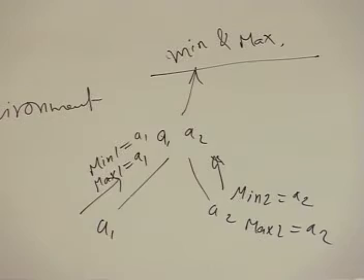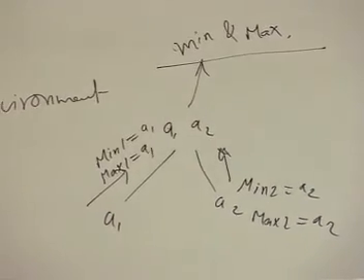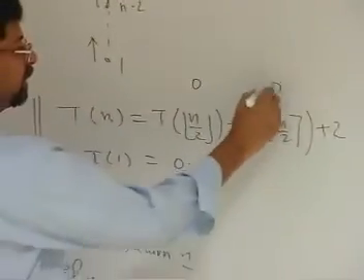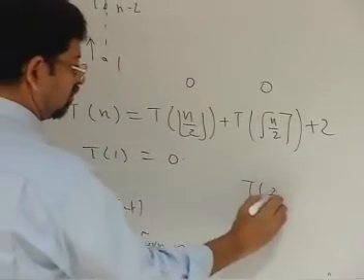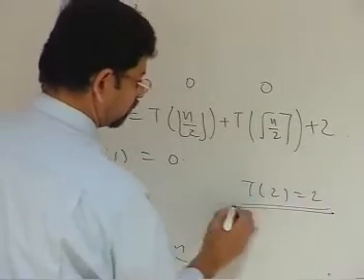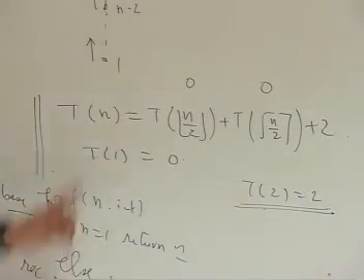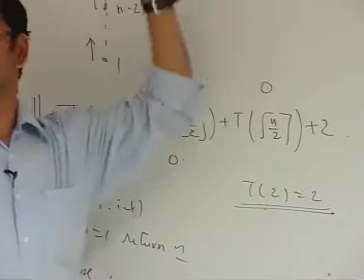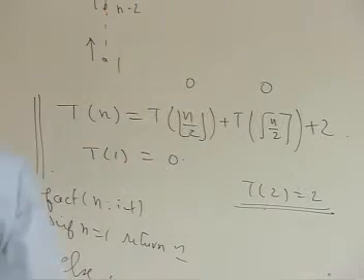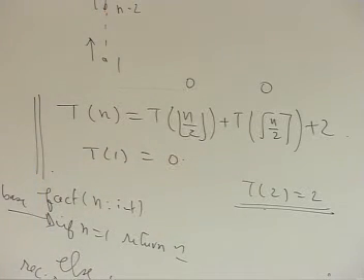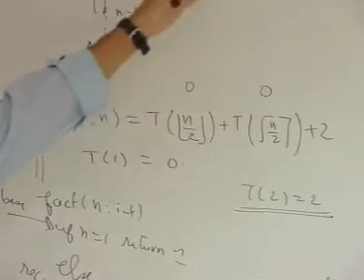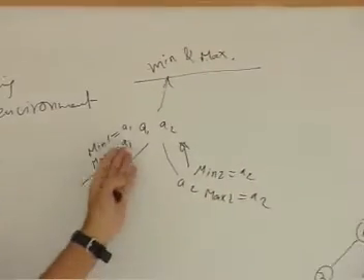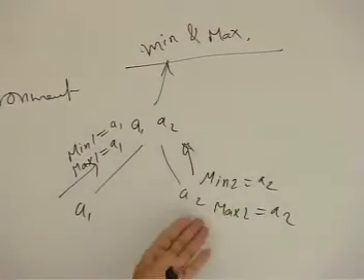T of lower integral part of n by 2 is 0, T of upper integral part is 0 plus 2, therefore T of 2 equal to 2. And that is what is happening here. Okay? But you see here, you are making absolutely wasteful comparison, because min 1 is A1 and max 1 is A1 and min 2 is A2 and max 2 is A2.